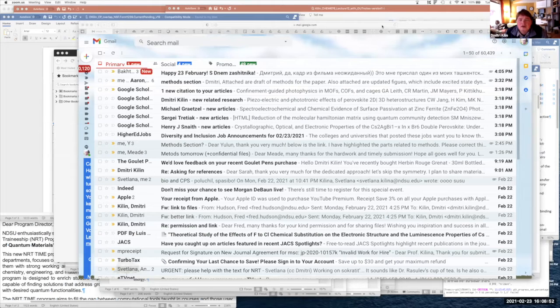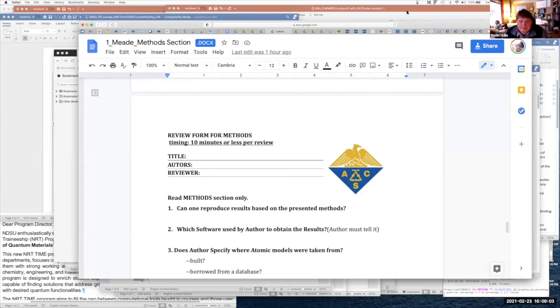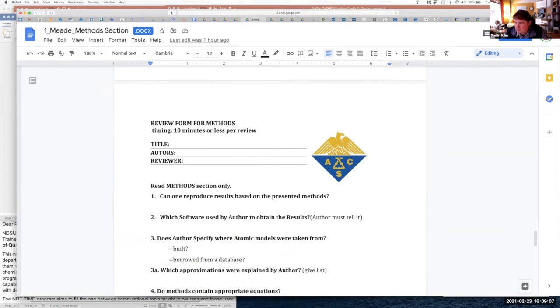I plan to share screen and maybe tell a couple of words about what is expected in the methods section. Yoon and Aaron are already experts in this activity, so it's for Emir and for Mead if he will be watching the recordings. And I apologize for repeating these baby steps. It's not new for most of you.